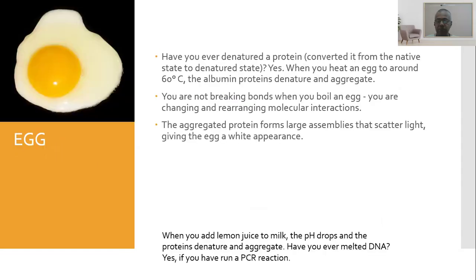Okay, for example, you can see an egg. Have you seen the egg? And if you are boiling the egg, what is happening? Boiling at around 60 degrees centigrade causes denaturation of the egg. That is called the denaturation of protein. And this is exactly the conversion of native state to denatured state, right? How is it happening? You are boiling, you are breaking the bonds. You are changing the molecular interaction.